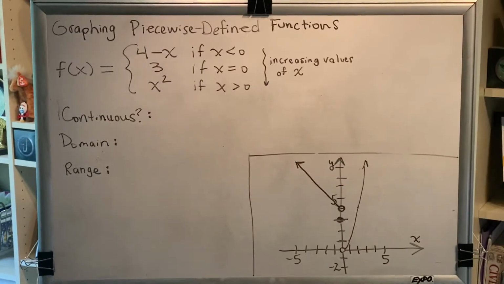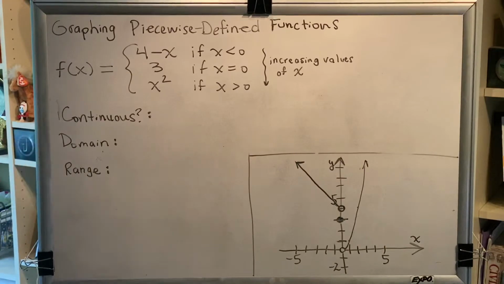The topic of this video is graphing piecewise-defined functions. This is a continuation of the previous video. Alright, in our previous video, we created the graph of this piecewise-defined function, and that graph is shown here. Now we're going to move on to the remaining parts of the problem, which are identify if the graph is continuous or not, and then state the domain and the range.